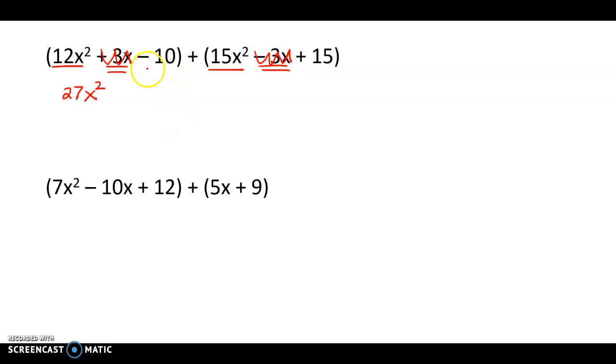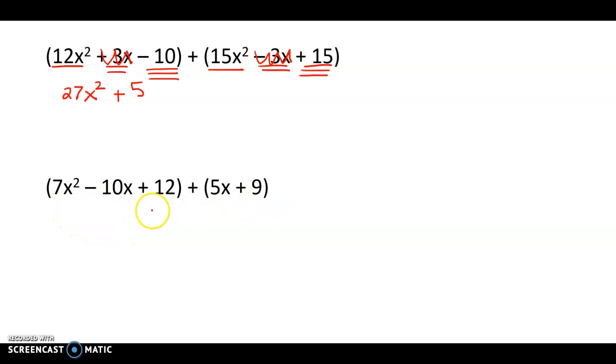So I'm not going to worry about that. And then going down again, I have negative 10 plus 15 gives me plus 5. So that is my solution. Okay, one more example here.